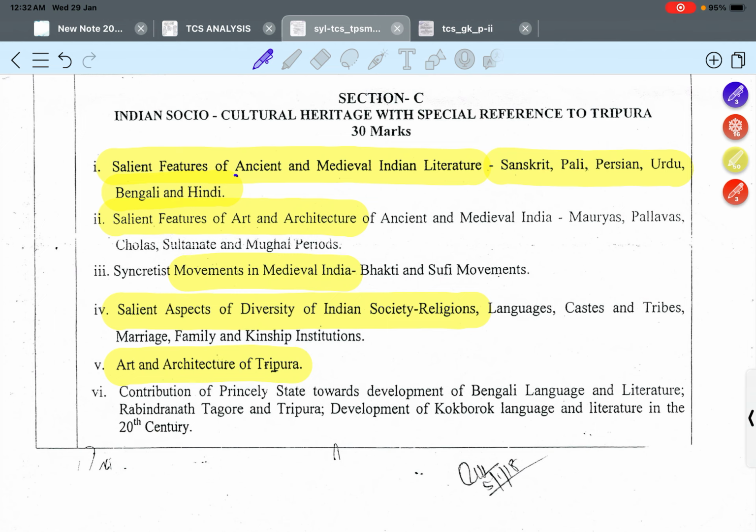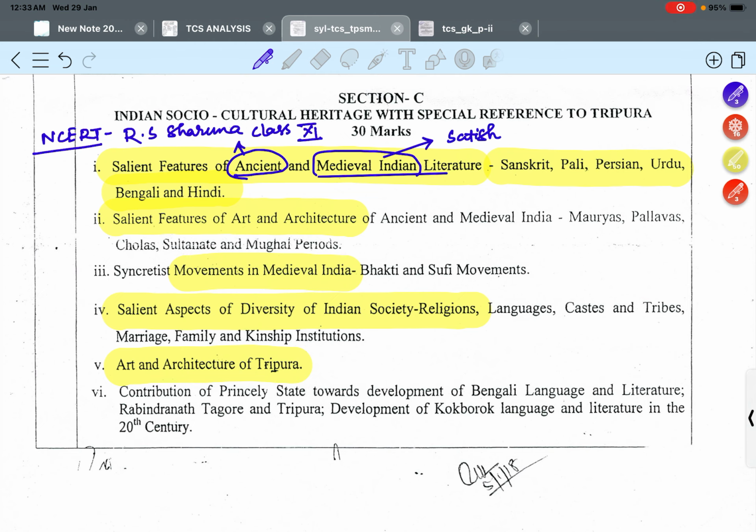Like for ancient and medieval India, you should follow these books. For ancient you should follow R.S. Sharma, class 11 NCERT. For medieval India you should follow Satish Chandra, class 11 NCERT. If you do this, your ancient and medieval portion will be done.